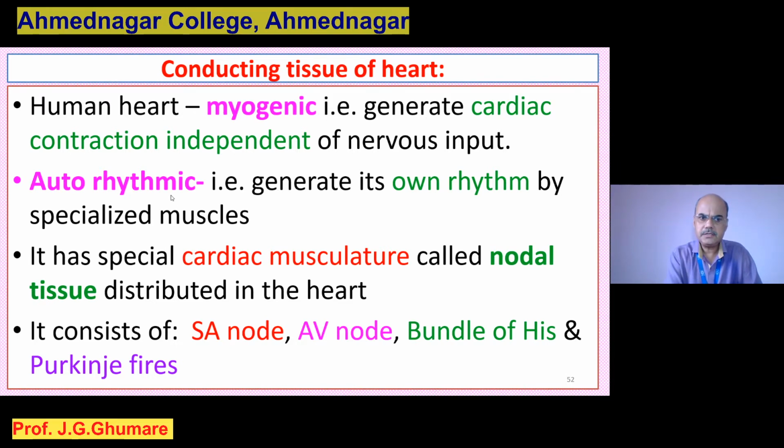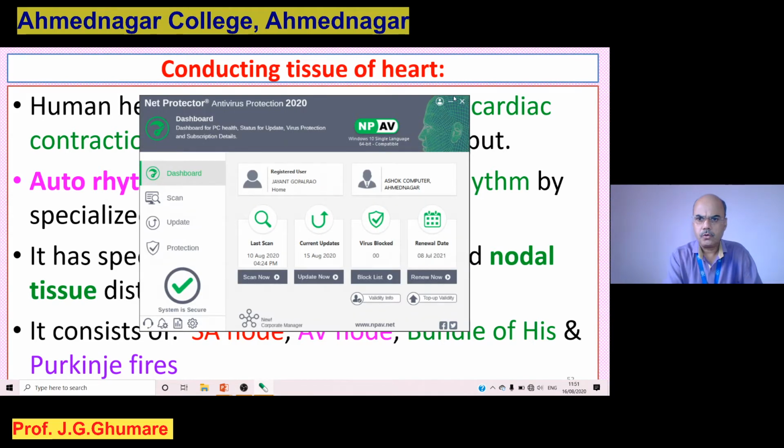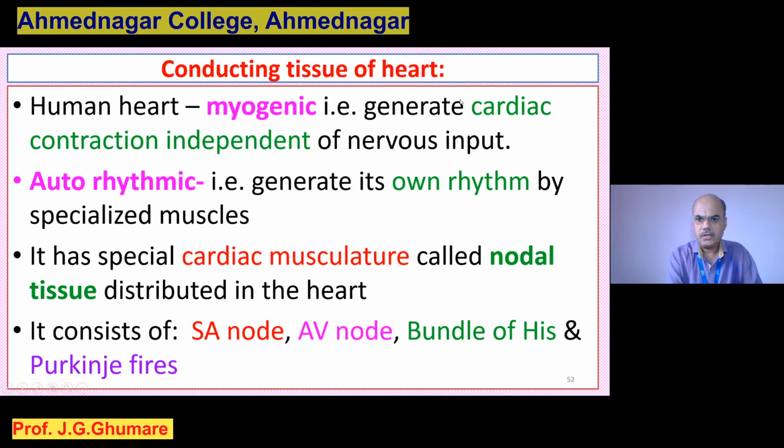Even our heart is autorhythmic in nature, that will generate its own rhythm by the specialized muscle. The specialized muscles are called cardiac musculature, also called nodal tissue. It is distributed all over the heart.